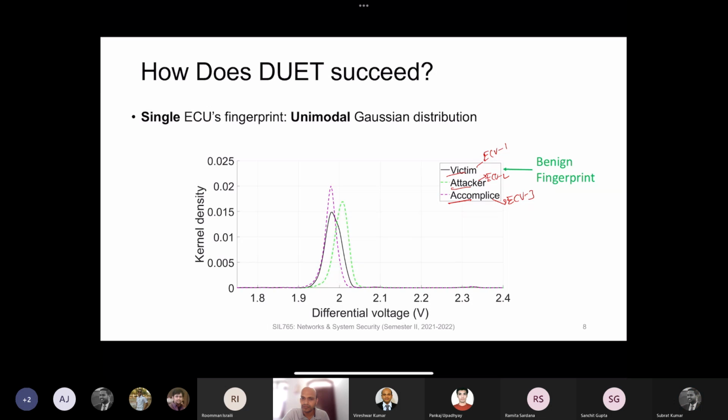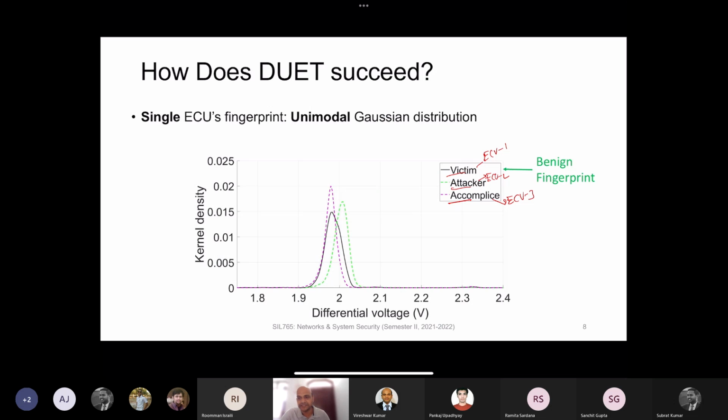Sir, if the distributions are different, it will be able to detect. Yes, so the distribution is definitely different. Here you see that the green curve is definitely different than the black curve. You are right that if the distributions are significantly different, and in this case it is significantly different, then it is possible to detect the attack. So that's correct. What about the accomplice?